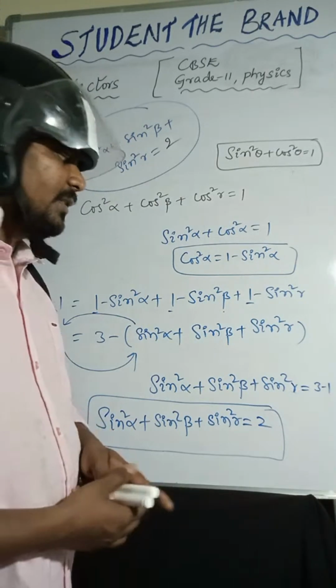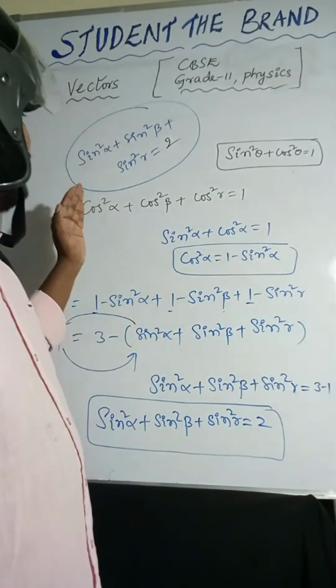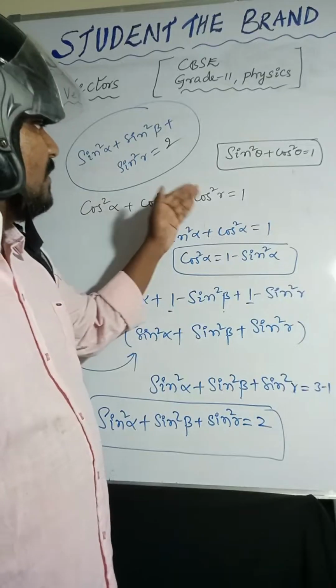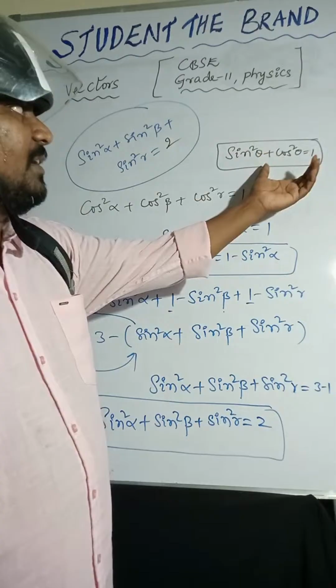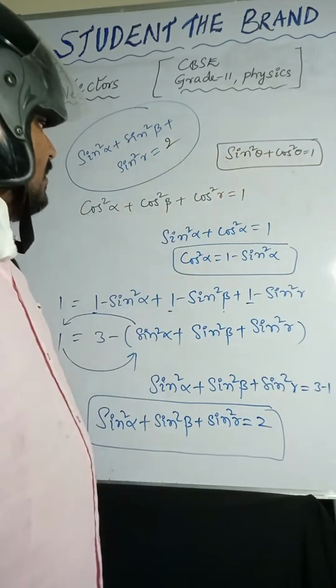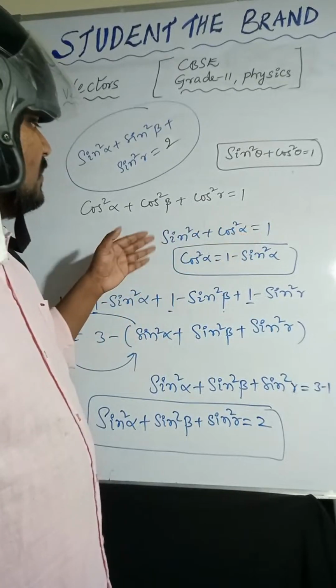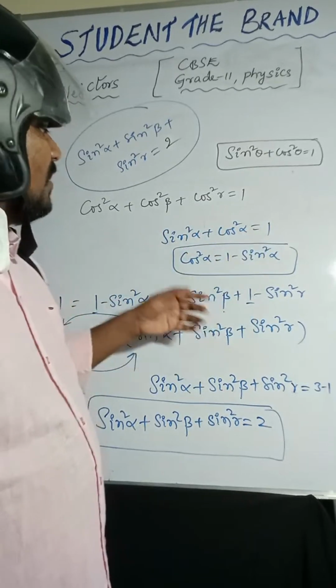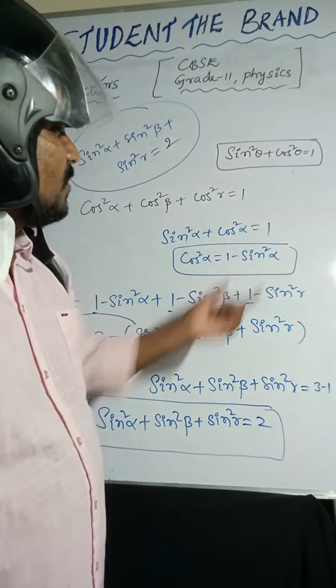Okay. So I hope it is very clear to you all. Once again, check cos square alpha plus cos square beta plus cos square gamma equal to 1. We know the standard identity sin square theta plus cos square theta equal to 1. So sin square alpha plus cos square alpha equal to 1, so cos square alpha equal to 1 minus sin square alpha. In the place of cos square alpha, I am substituting 1 minus sin square alpha.